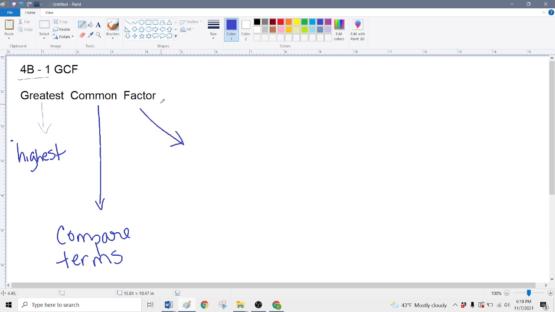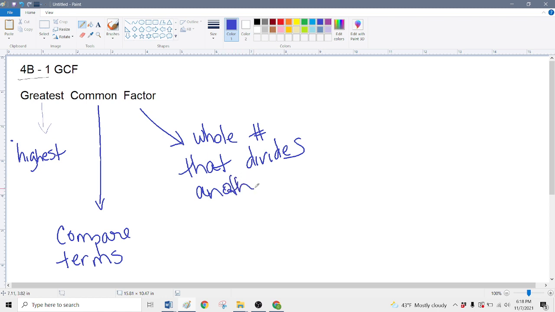terms. The word factor, as we remember, means a whole number that divides another number evenly. Okay, so that means when we divide a number, we're not going to get a decimal when we divide by our factors. Okay, no decimals.